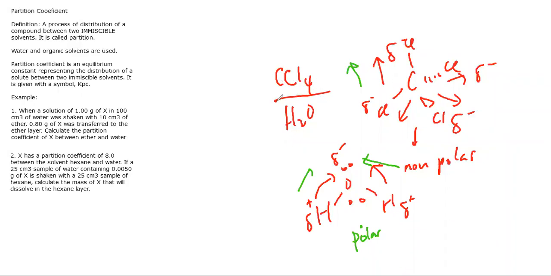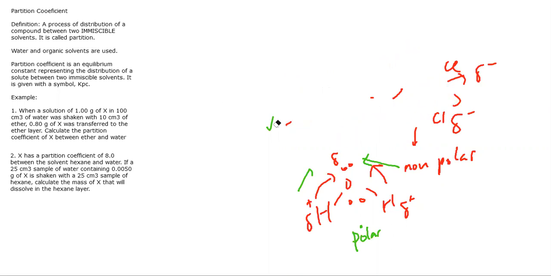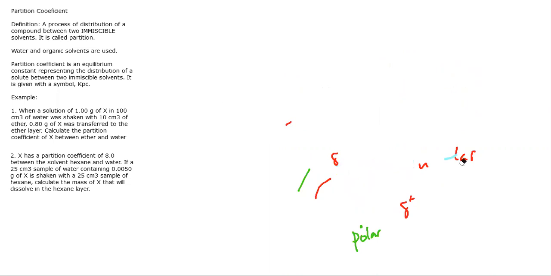So whenever we have this partition, a layer that separates the non-polar and polar, then you have a KPC, which is the partition coefficient. Partition coefficient is actually an equilibrium constant representing the distribution of solute between two immiscible solvents, and the symbol for partition coefficient is KPC.